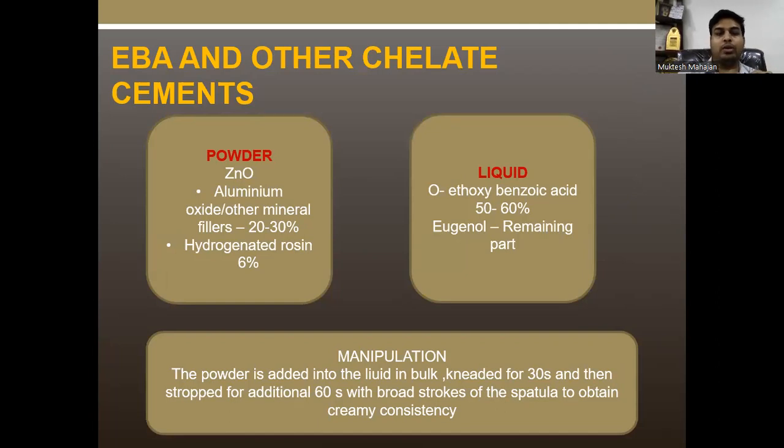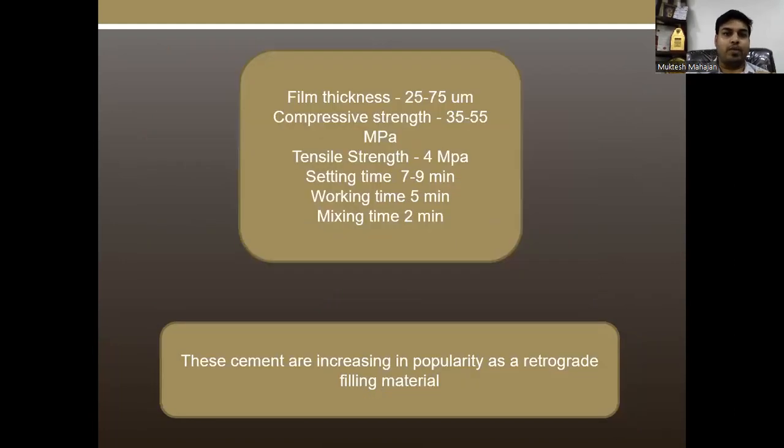Manipulation: the powder is added into the liquid in bulk and kneaded for 30 seconds, then continued for an additional 60 seconds with broad strokes of the spatula to obtain a creamy consistency. Film thickness 25 to 75 micron. Compressive strength 35 to 45 MPa. Tensile strength 4 MPa. Setting time 7 to 9 minutes. Working time 5 minutes. Mixing time 2 minutes.